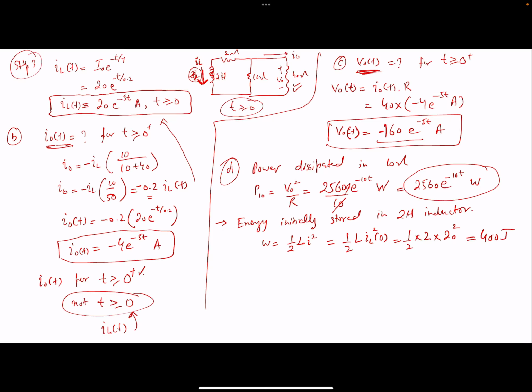So we found the total power that was dissipated in the 10 ohm resistor. Then we found the total energy that was stored in the inductor. Now we are going to find the energy dissipated in the 10 ohms resistor. Let's figure out how much energy was consumed by the resistor.